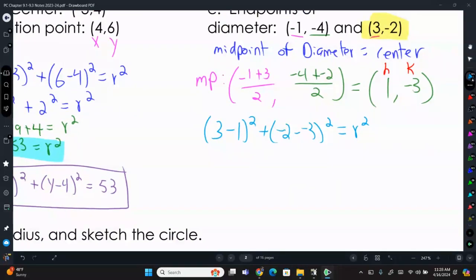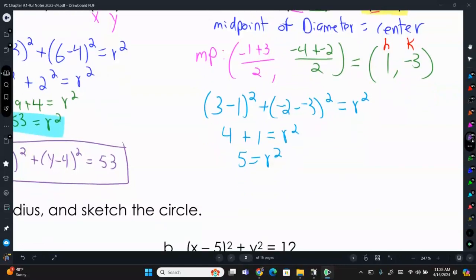So 3 minus 1 is 2, 2 squared is 4, plus -2 minus -3, that's going to be -2 plus 3, which is 1. 1 squared is 1. Which equals r squared. So 5 is equal to r squared. Again, we don't need to figure out the radius. We just need the radius squared. So now my standard form of the circle is x minus 1 squared plus y minus -3, so plus 3 squared equals 5.